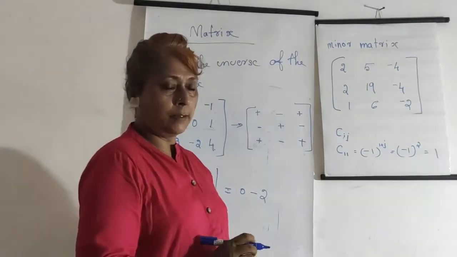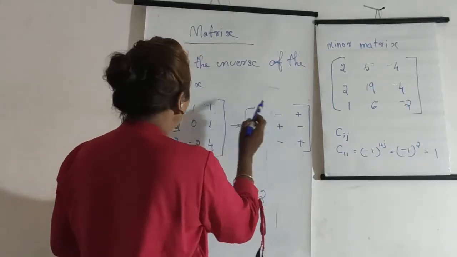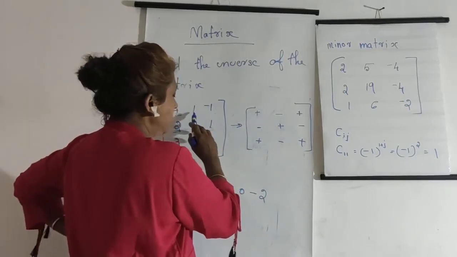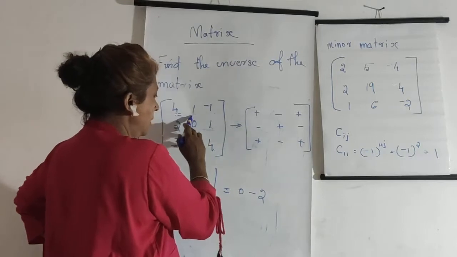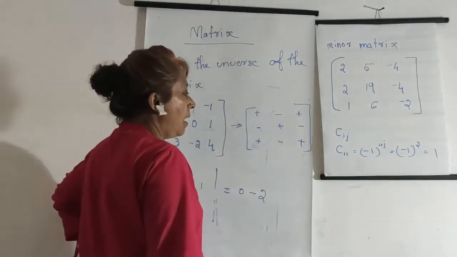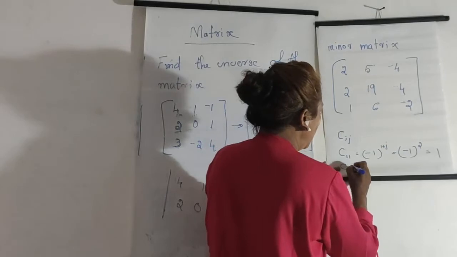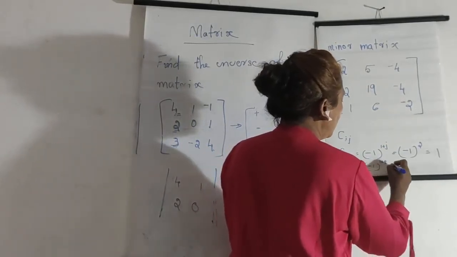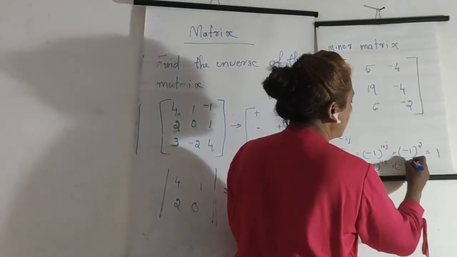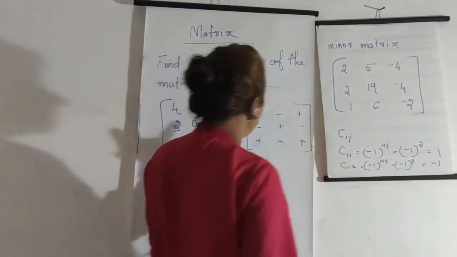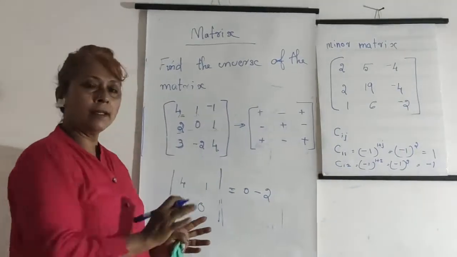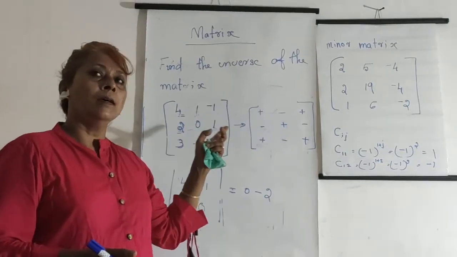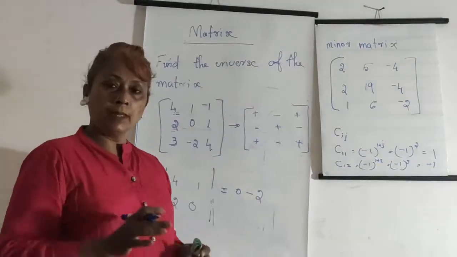For example, to find the sign for this minor, this is the first row and the second column. For that one, C12, it's negative 1 to the power of 1 plus 2, equal to negative 1 to the power of 3, which is negative 1. Without calculating, we already know it is negative 1. You understand? This is how we find the signs.